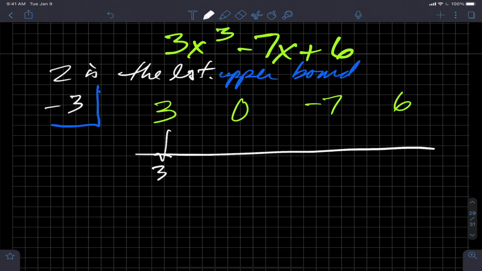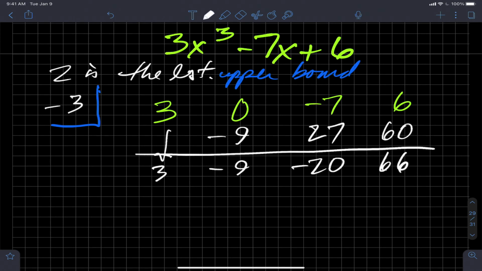So I'm going to bring down the 3. 3 times -3 is -9. -9 plus 0 is -9. -3 times -9 is 27 positive. Add to that a -7, and I get -20. -3 times -20 is 60. Add 6, and I get 66. I'm sorry, that's not a -20, you doofus. That's a positive 20. Positive, and this is negative, and so this is 54. I'm glad I caught that. I'm lucky I caught that. -54, as I said, didn't write.